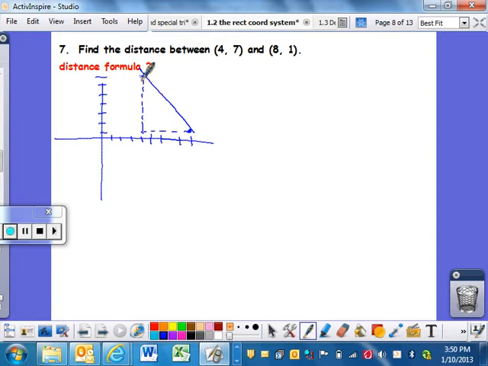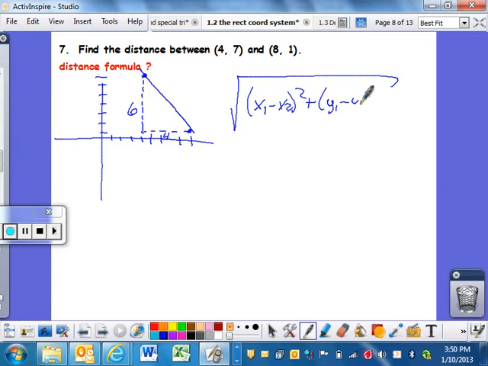So from 1 up to 7 is 6. Okay? And then from 4 to 8 is 4. And if you use the distance formula or the Pythagorean theorem, same idea. So actually, what is the distance formula? Square root of, and then you can go your x1 minus x2 squared. That is what the distance formula is.